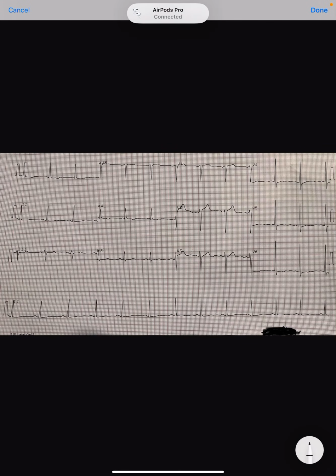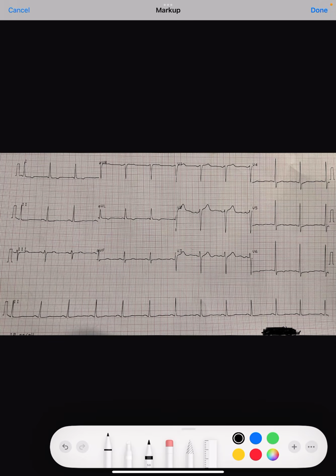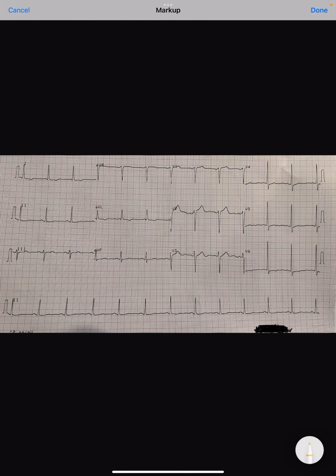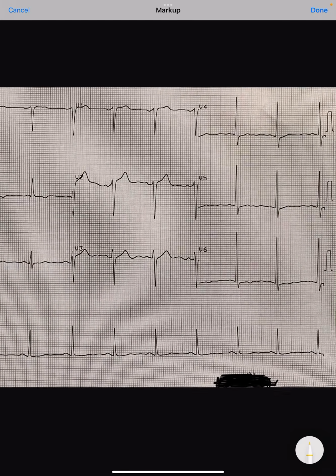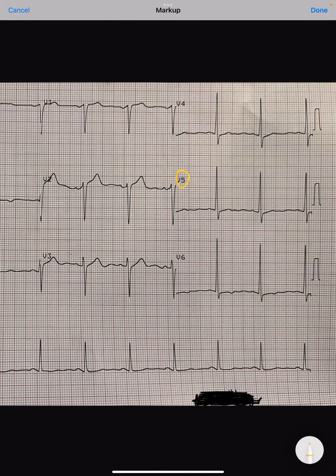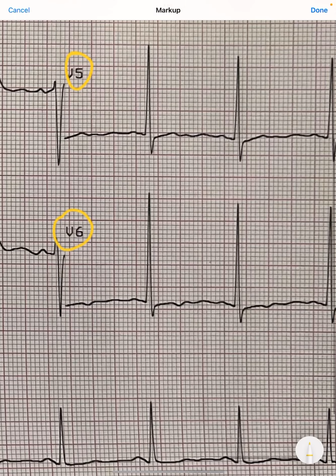Now, you can simply pause the video and try to find out what is the problem in this ECG. This ECG is actually very common, and we keep getting this type of ECG very commonly.